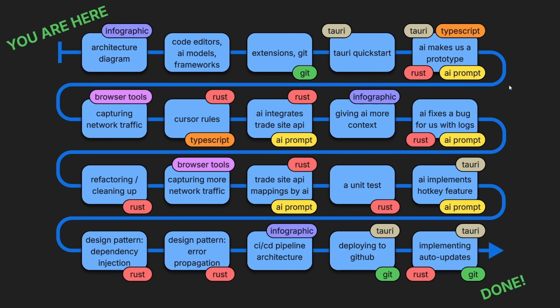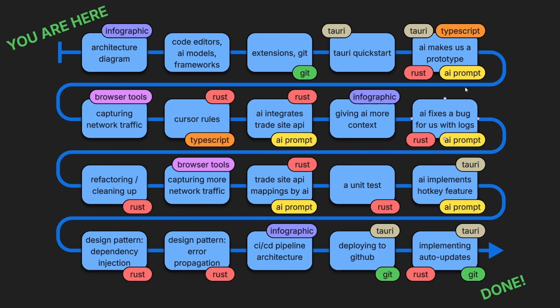So here's an overview of the course from here on out. This entire course is 1 hour long, meaning each step is about a few minutes long. So let's skim through this real quick. We come up with a design, we get our tools in order, we use AI to make a prototype, we take a look at how the trade site works, we use AI to integrate with the trade site API. We use AI to fix a bug. We clean things up a bit. We go back to the trade site. We use AI to support lots more item stats dynamically. We talk about tests. We use AI to wire up a hotkey. We use some design patterns. And then we deploy our app to GitHub and we set up auto updates.